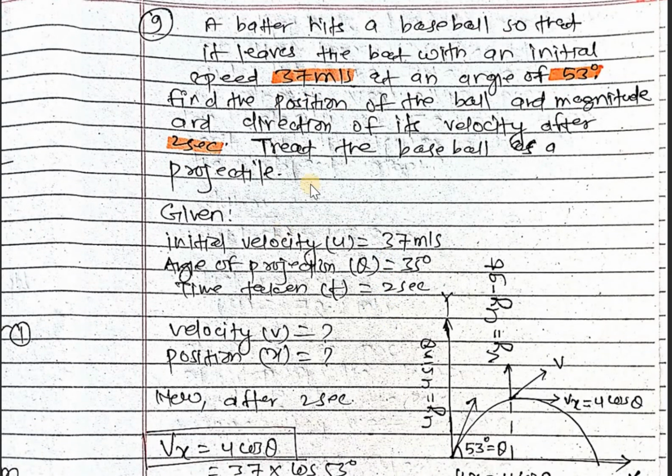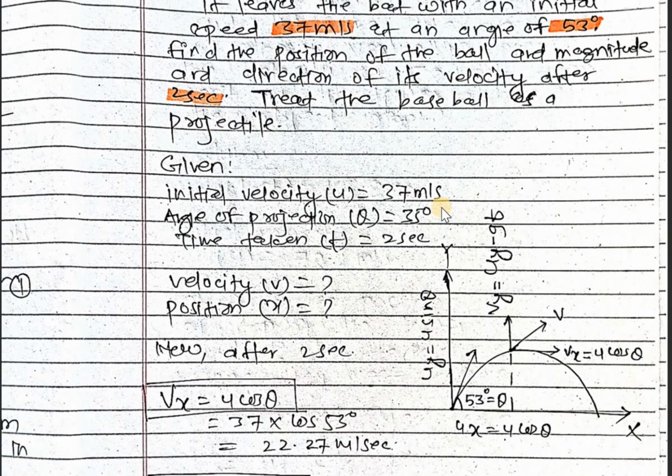Next problem is, a batter hits a baseball so that it leaves the bat with an initial speed of 37 meter per second at an angle of 53 degree. Find the position of the ball and the magnitude and direction of its velocity after 2 seconds. Treat the baseball as a projectile.